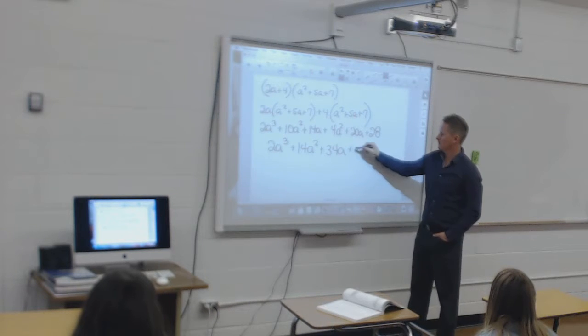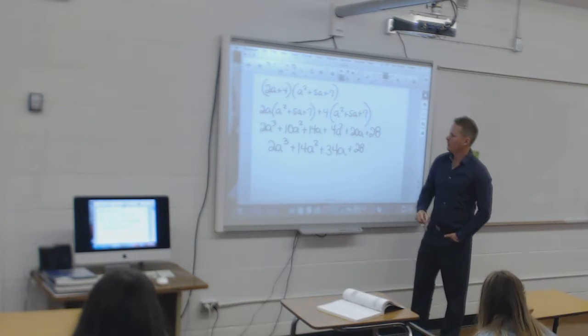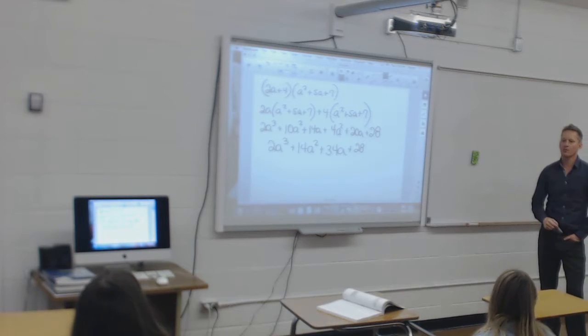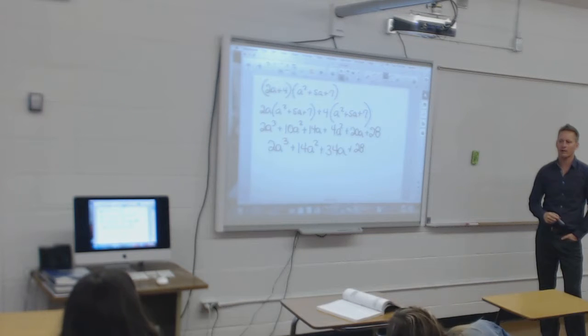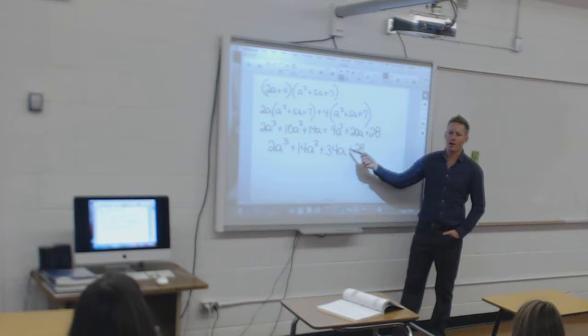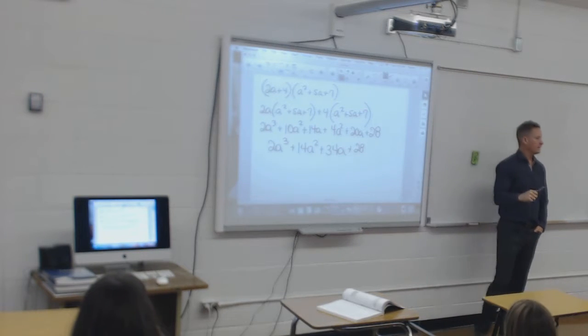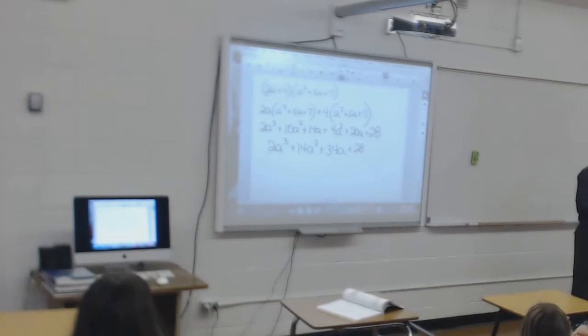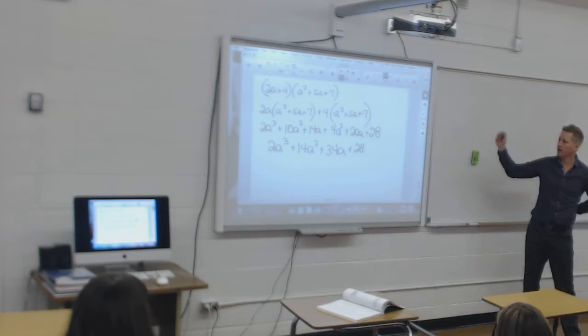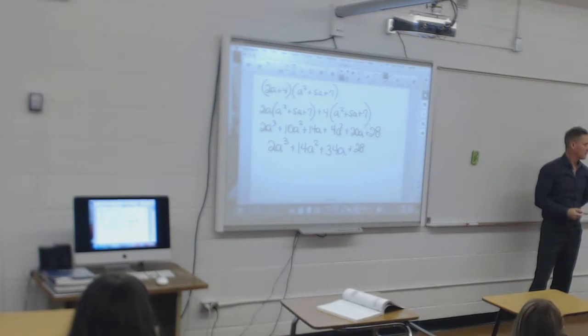And 28. So the one thing that you're going to notice is that this goes in descending order of the exponents. Cubed, squared, power of 1, power of 0. It goes in descending order of the exponents when I actually finalize my answer. And I simply collect the like terms. And if you don't put it in that order, it's not proper.